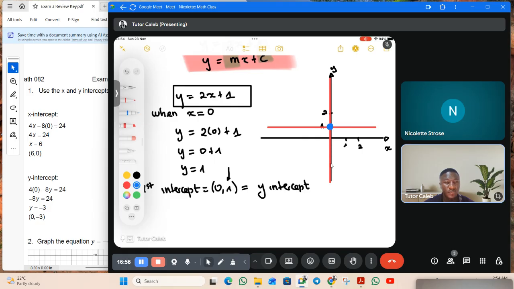Can you see it? Yeah. I did this in the very first lesson with you, how to plot a point on a Cartesian plane. If you go into your notes, you'll find that.